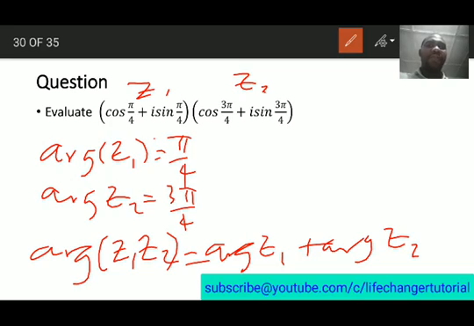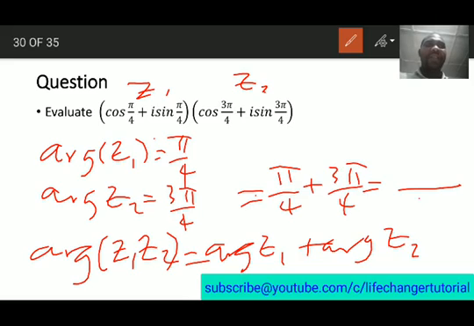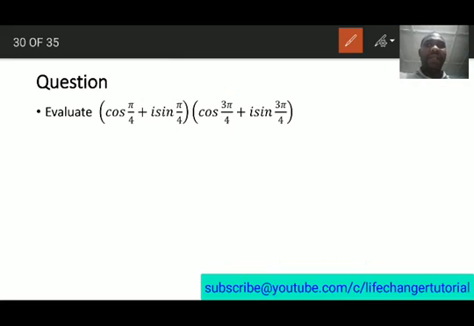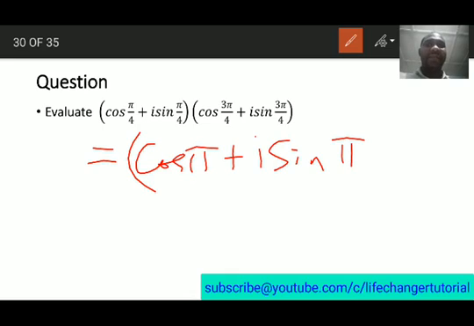So what is argument of z1 plus argument of z2? It's the same thing as saying pi over 4 plus 3 pi over 4, which when we find the LCM 4, you're going to get pi plus 3 pi, which is equal to 4 pi over 4. And 4 pi over 4 is equal to pi. So we get pi. Remember, that's the new argument. So what that means is that the whole of this now is equal to cos pi plus i sine pi. That's the answer.